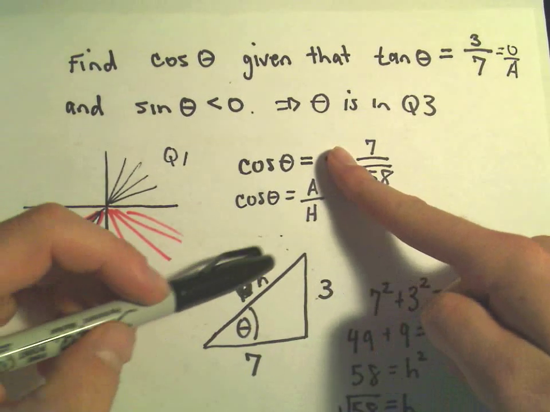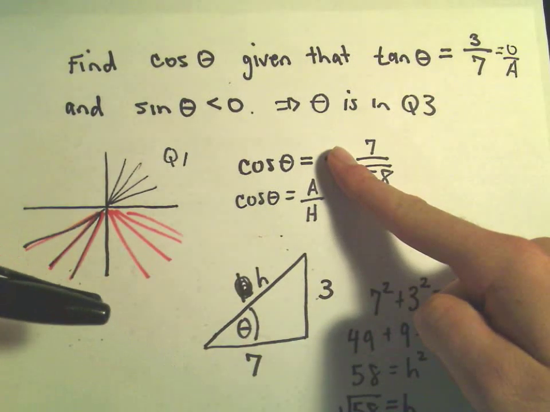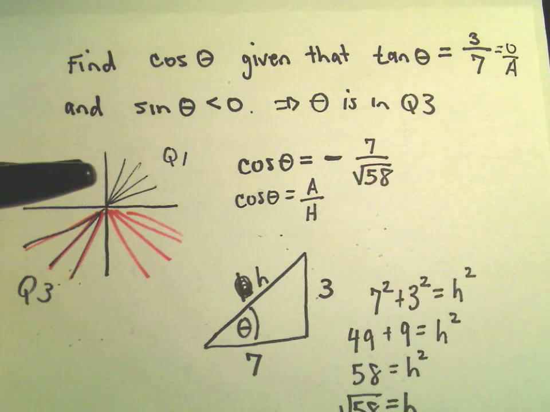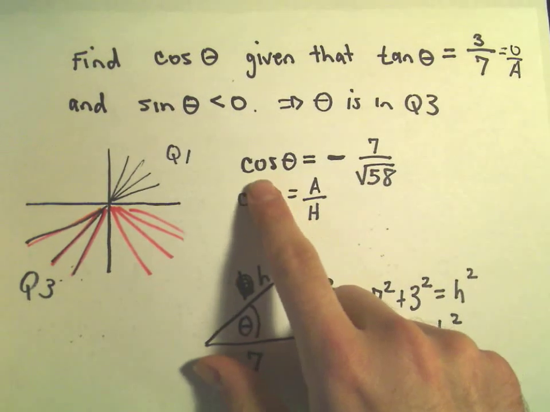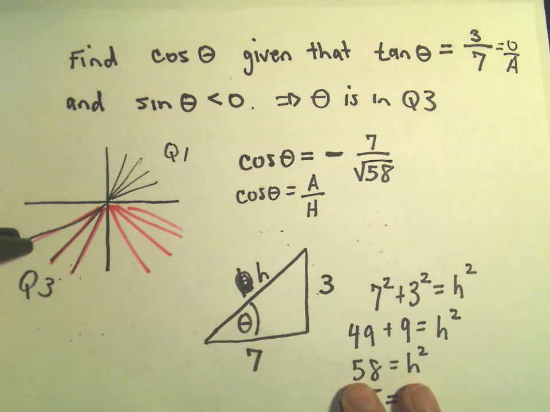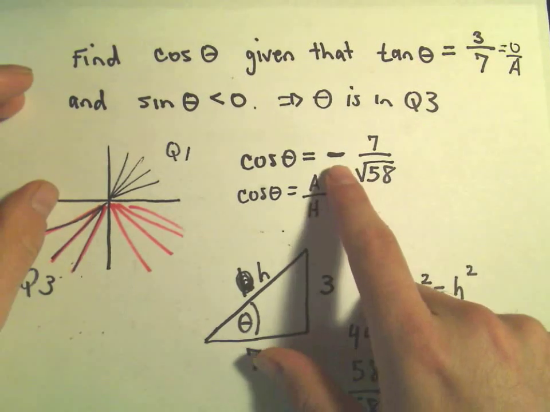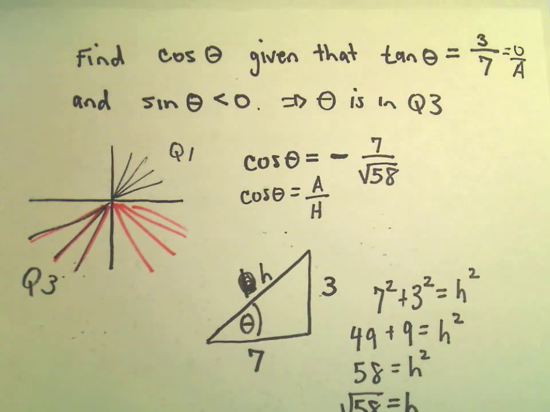Setting up the triangle doesn't really tell me if things are positive or negative for the trig function I'm using. So again, I have to think about what quadrant the angle's in, and then I can figure out whether it should be positive or negative.